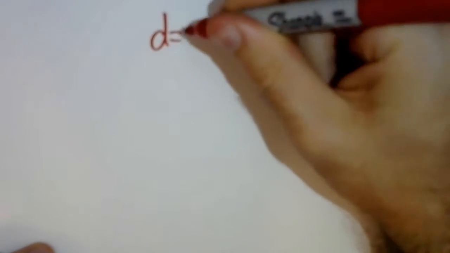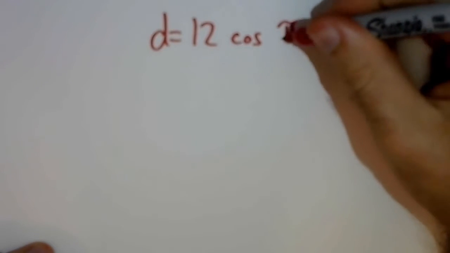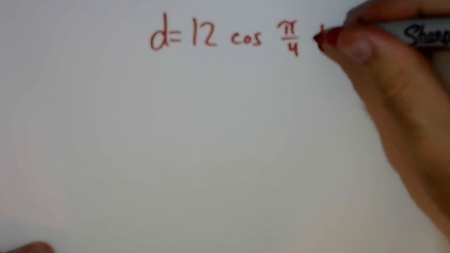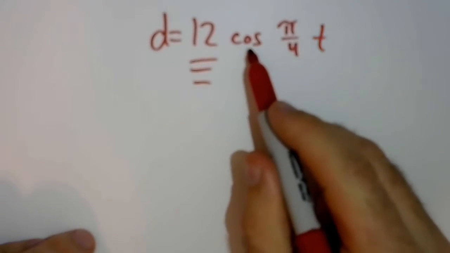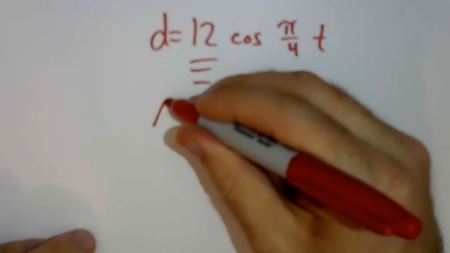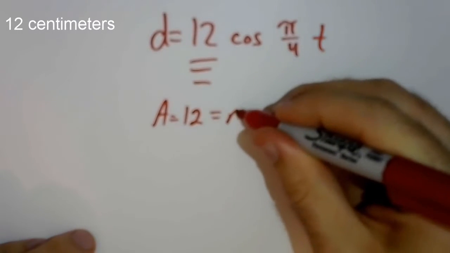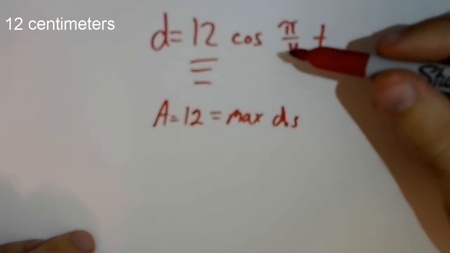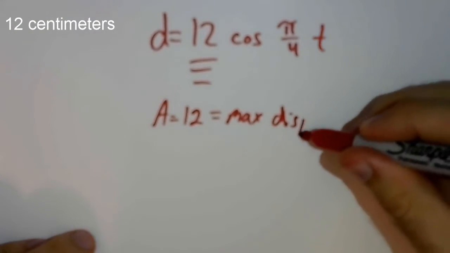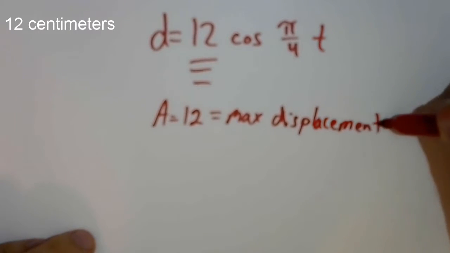All right, our sample problem was written as d equals 12 cosine pi over 4t. And of course we know that that first number before cosine or sine is the amplitude. And we also know that that is the maximum displacement. That would have been the absolute value. If it were a negative, it would have become positive at that point.